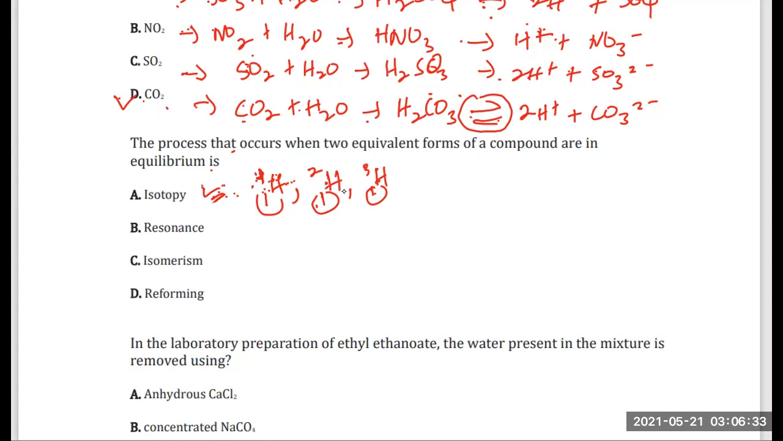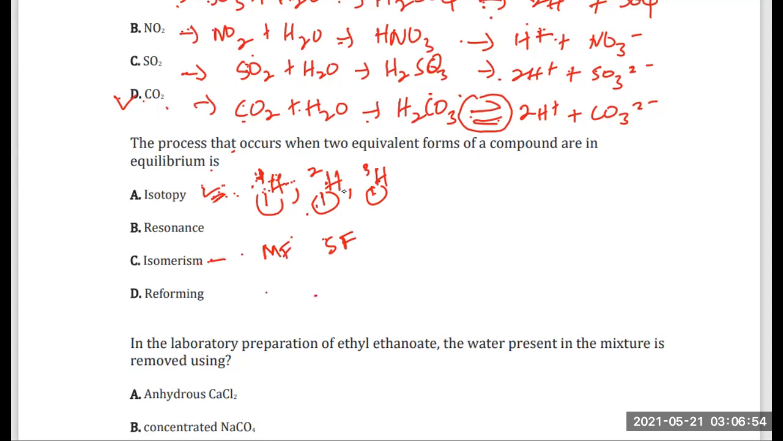So it does not show two equivalent forms. When we say isomerism, it is talking about a substance having the same general molecular formula but different structural formula. So it doesn't talk about equivalent forms.